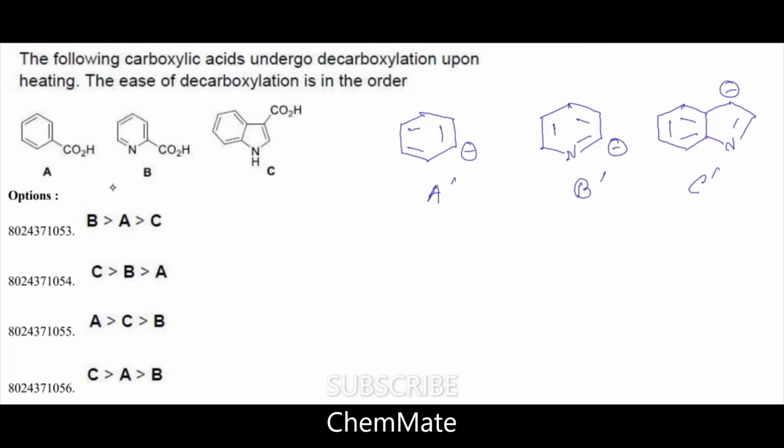Now as the negative charge is in an sp2 orbital, the resonance effect will not stabilize this carbanion, so only the inductive effect will stabilize the carbanion. Now in the case of B prime, nitrogen will have one lone pair of electrons, so this electron pair and this electron pair will repel each other, and that's why carbanion generation at this position is quite unfavorable. So B prime here is least stable.